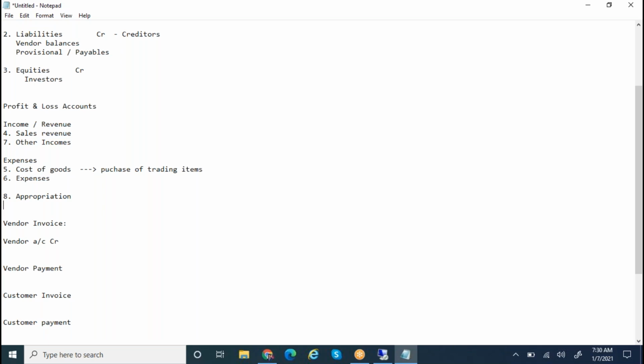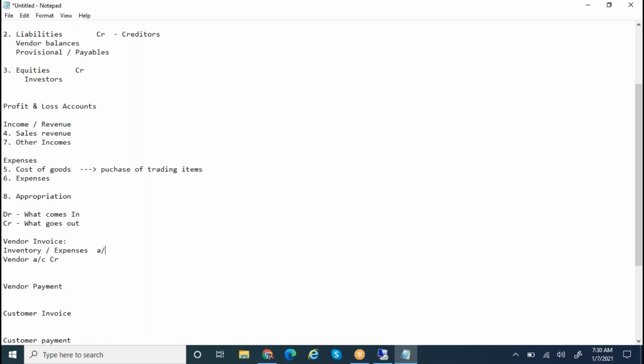As per the golden rules, debit means what comes in, credit means what goes out. So during vendor invoice, vendor will be credited, and inventory or expenses account debit. Expenses account debit, vendor account credit.